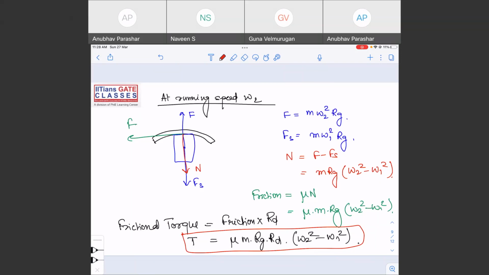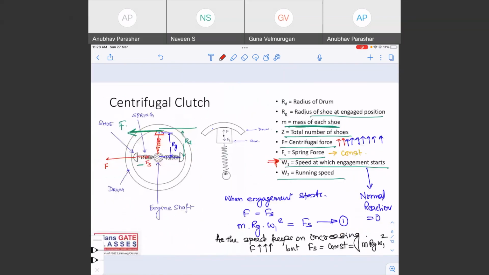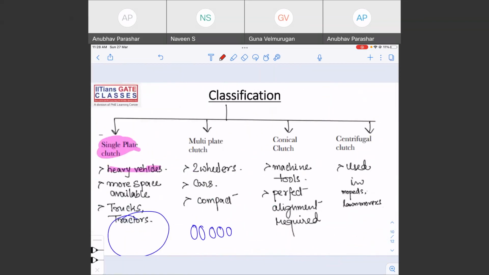Okay, great. So where are centrifugal clutches used? Centrifugal clutches are used in mopeds and lawn mowers. How exactly does a centrifugal clutch work? If you have ever seen a moped, what happens initially when the engine starts? The vehicle will not start moving. You don't have any external clutch in mopeds. So when the engine starts, initially the moped will not start moving.